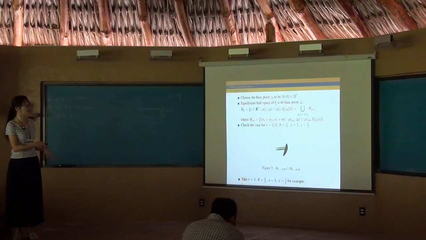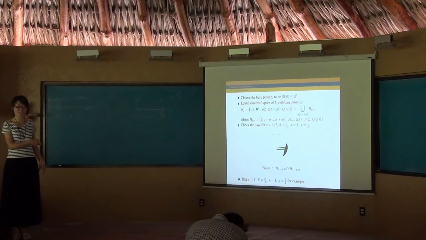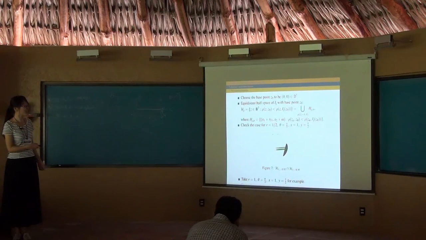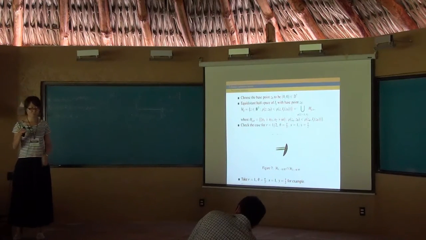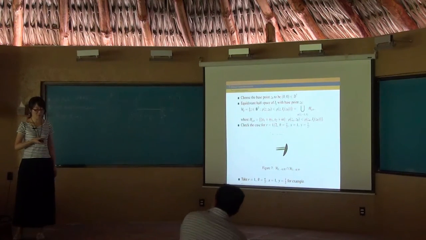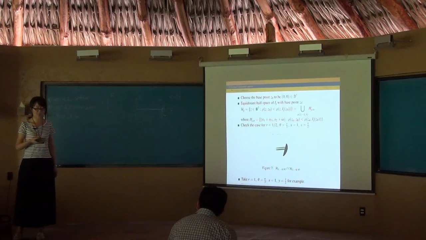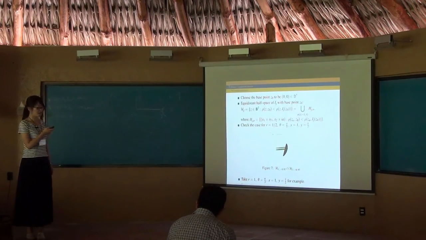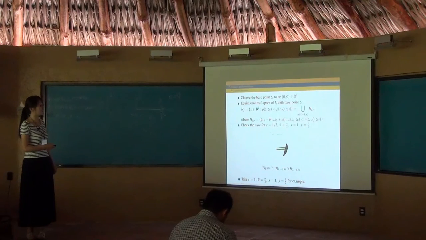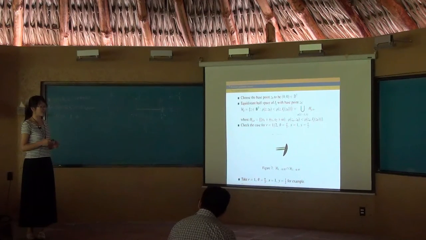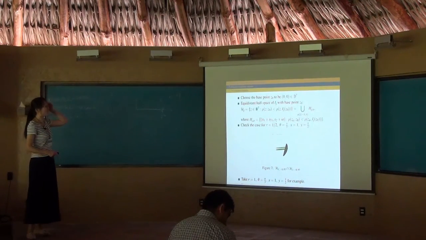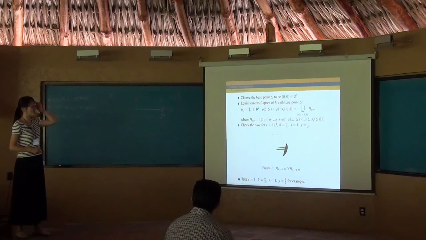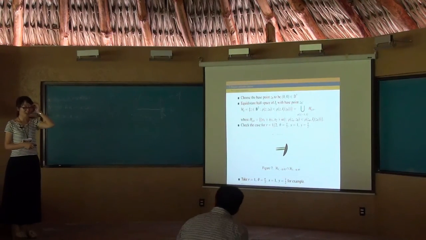So in this bisector form, we project it to a two-dimensional plane, and then we consider whether they intersect by varying the four variables.